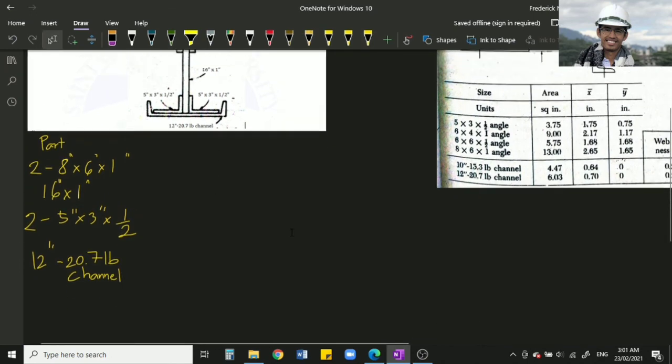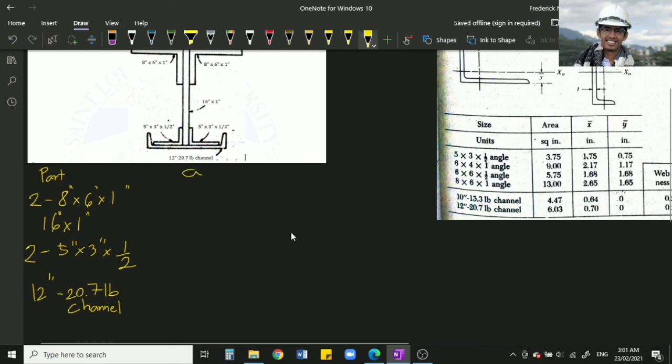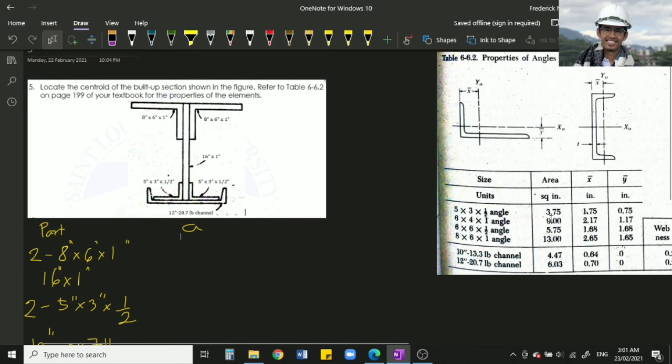So, let's get the area first. So, for the area, for the two 8 by 6 by 1, its dimension, or its area, is 13. Okay? So, here in our table, the 8 by 6 by 1 angle, the area is 13. There are two angles, so that will be 13 times 2. So, that will be 26. Okay? And for the 16 by 1, our area is 16 by 1, so 16 times 1 only. So, that will be 16.